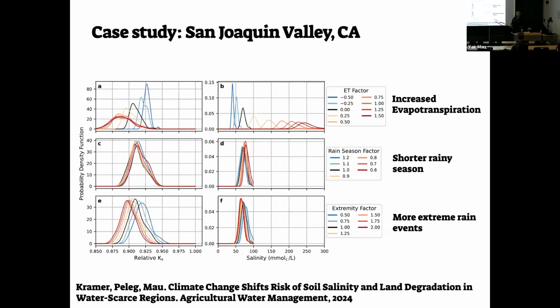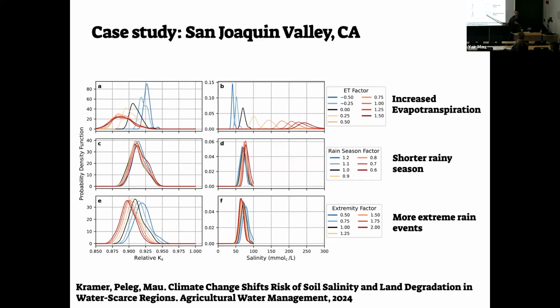So what do we learn from those? This is one graph of the paper. Basically, we see how the relative saturated hydraulic conductivity, which you can think of as the speed at which water flows through the soil, and this has been my proxy for soil stability. So the higher, the better here. More to the right is better. And you see that as you increase temperatures and evapotranspiration, the curves shift to the left, and left is bad. It is harder for water to flow through the soil column.